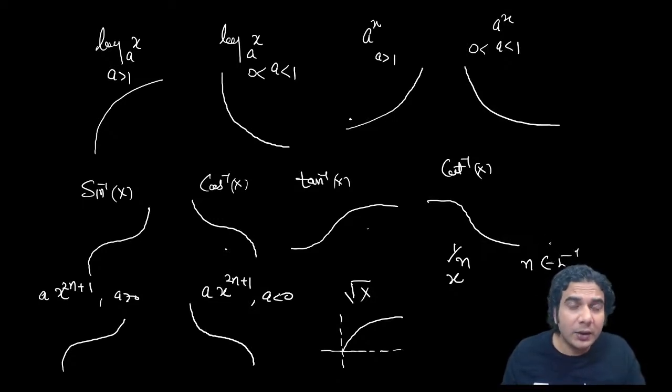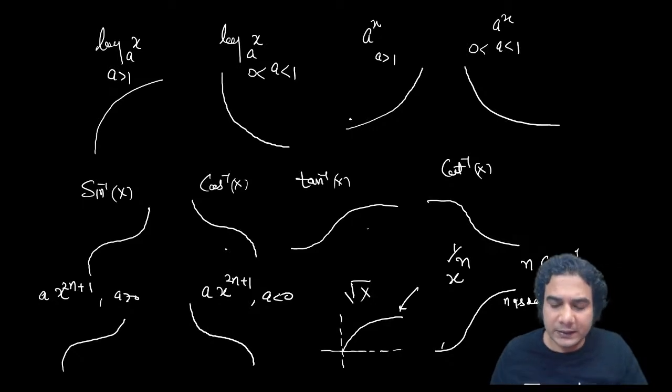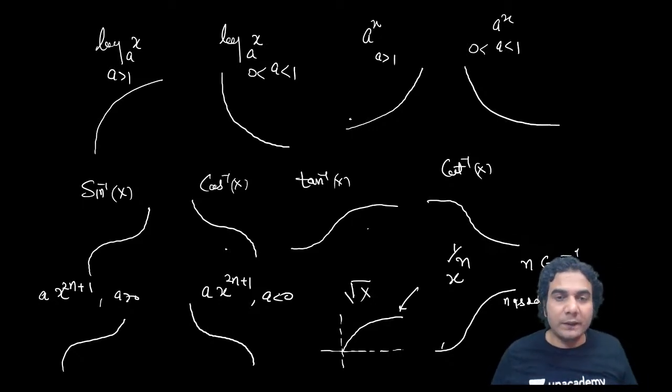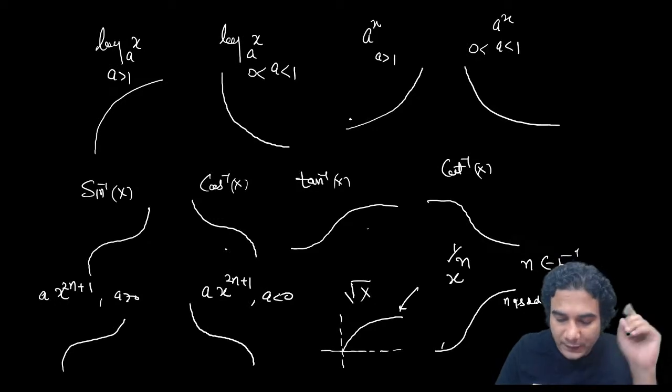Domain will change. The domain of x raised to 1 by 3 is all real numbers. So if you're taking x raised to n, when n is odd, the domain will be all real numbers. If n is even, then the graph will be only in 0 to infinity, but it will be increasing always. Okay, so these are some functions which we are going to put without any hesitation. I hope it is clear.